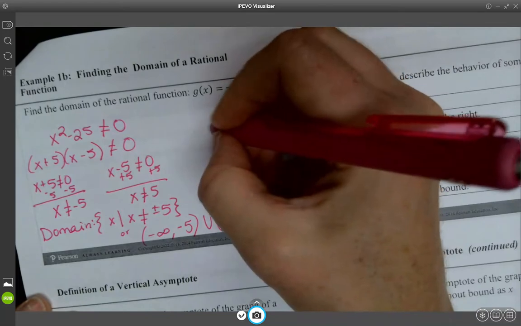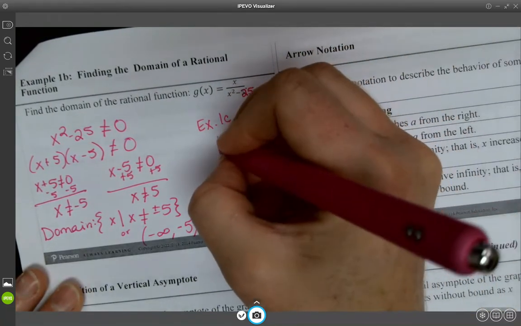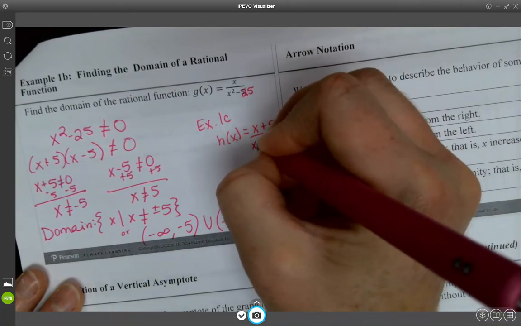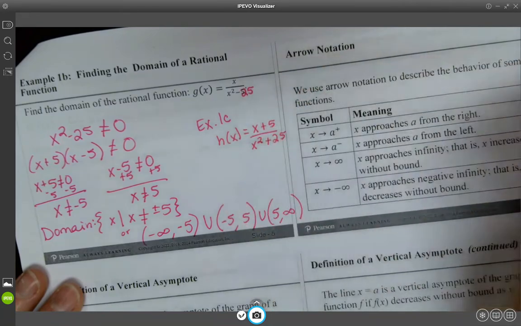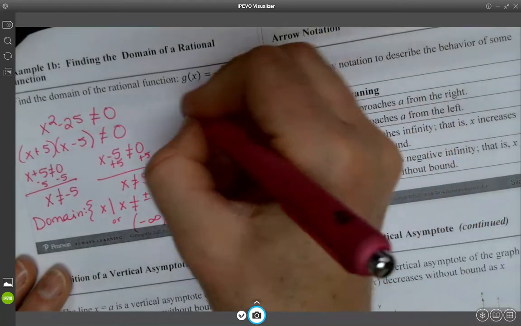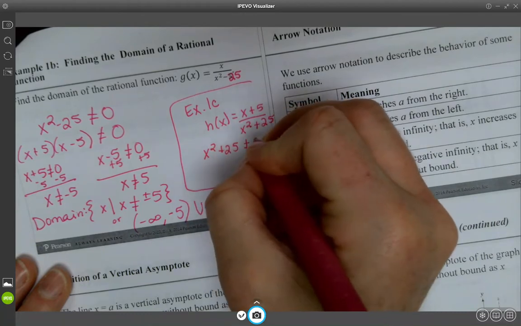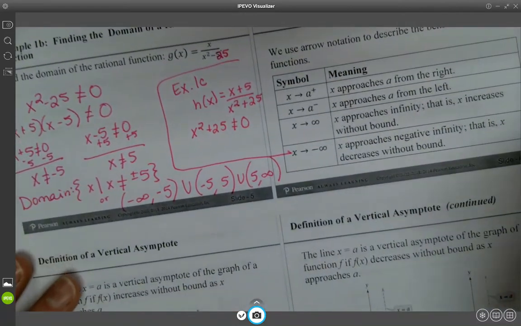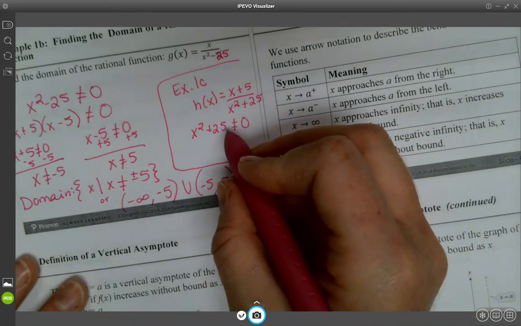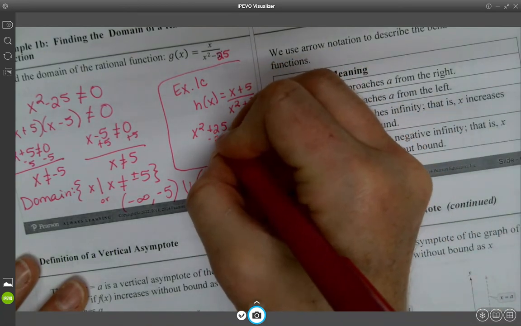This is just an extra example, 1c. Let's say we have h of x equals x plus 5 over x squared plus 25. So if we look at that, x squared plus 25 cannot equal 0. If we were to solve this out, these are both perfect squares, but it's not a difference of squares, it's a sum of squares. So you can't really do that. So we'll have to solve it this way.